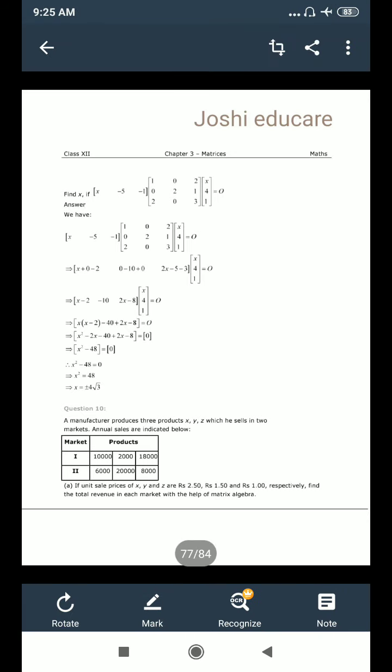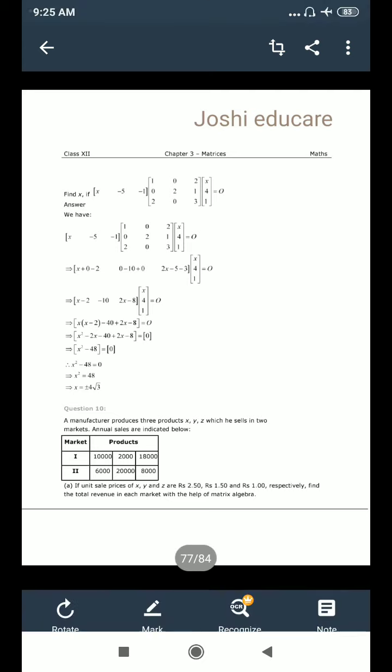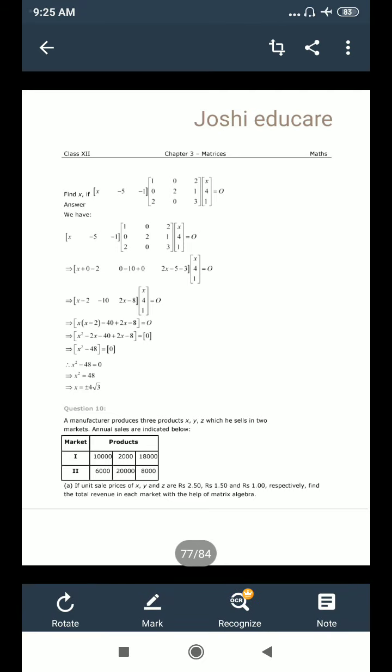Question number 10. A manufacturer produces 3 products X, Y and Z, which are sold in 2 markets. Annual sales are indicated as this. This is product 1, market 1. This much product is sold. In market 2, this much product is sold. A. If the unit sale prices of X, Y, Z are 2.50, 1.50 and 1 respectively, find the total revenue in each market with the help of matrix algebra.